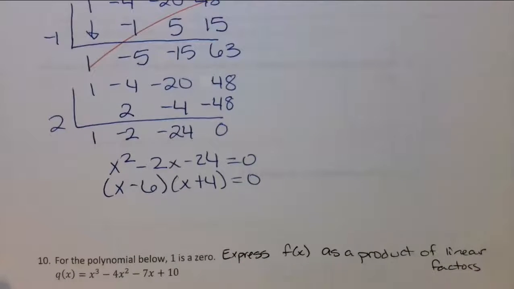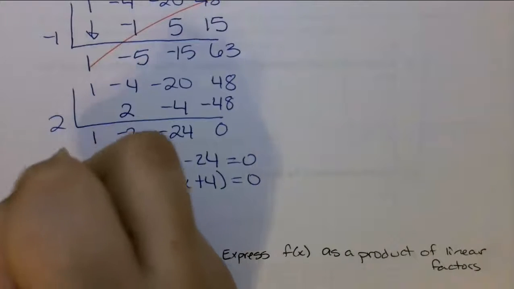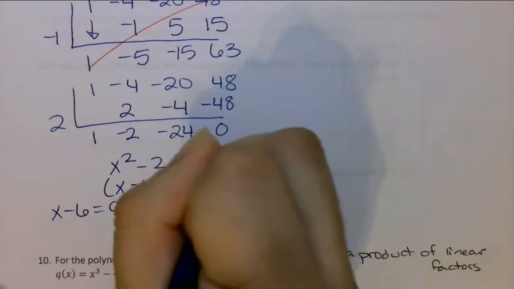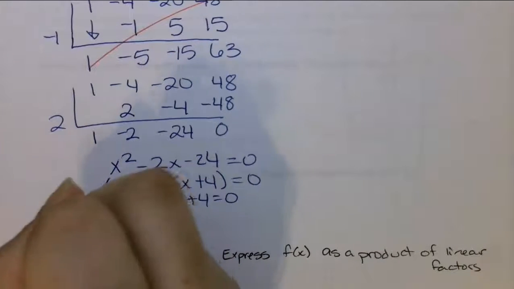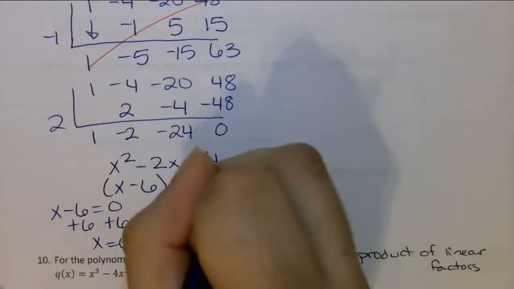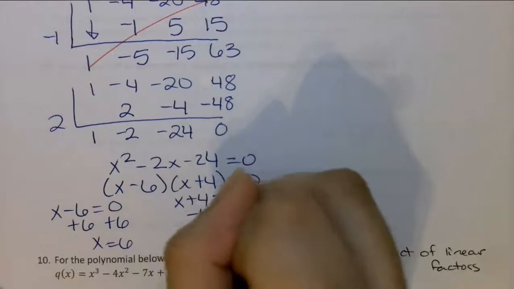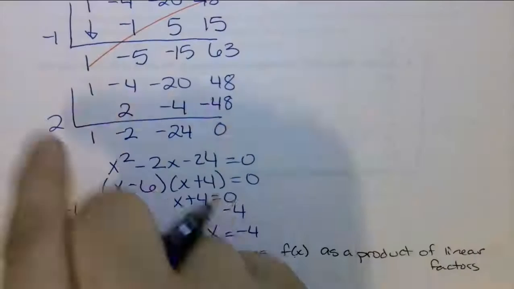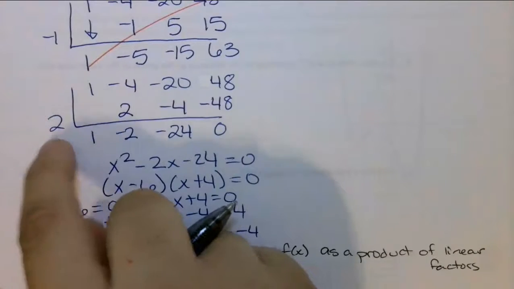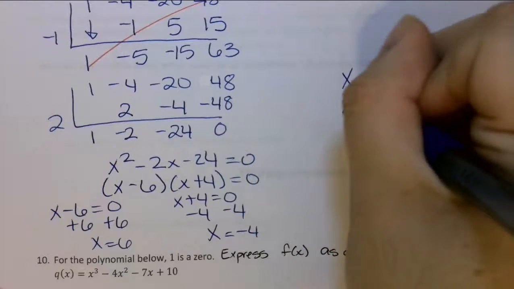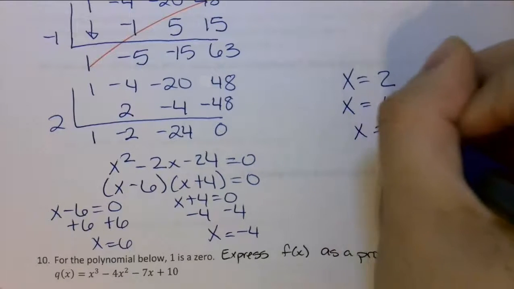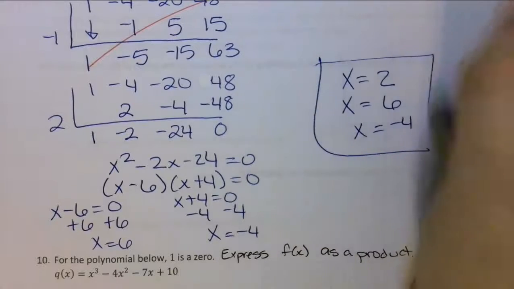Then I'm going to take each of my pieces and set them equal to 0. This one I add 6, I get x equals 6. This one I subtract 4, I get x equals -4. Remember, this 2 that I used over here is a solution, so I should include that. I have x equals 2, x equals 6, x equals -4 as all of my answers.